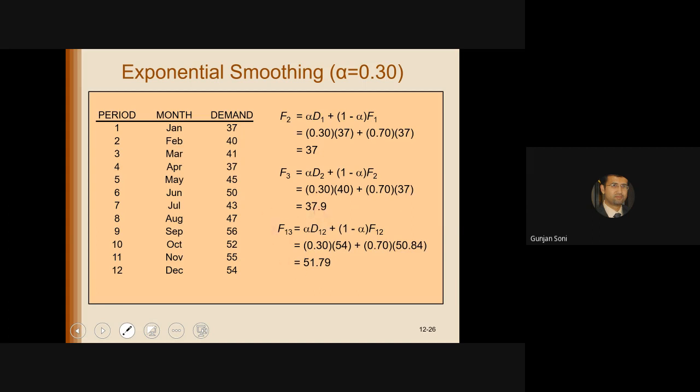Now, can you tell me the demand forecast for the month of May? Quickly do the calculation and tell me the demand, that is F5. Give me the value of F5. All of you do this. Give me the value of F5 quickly.